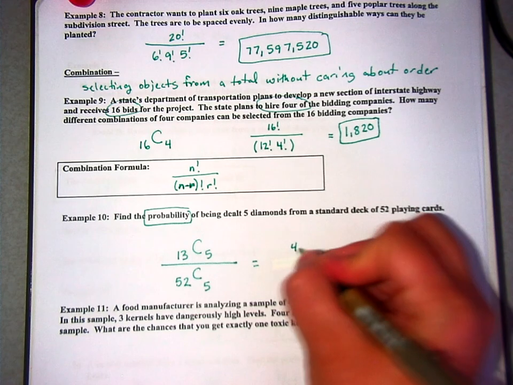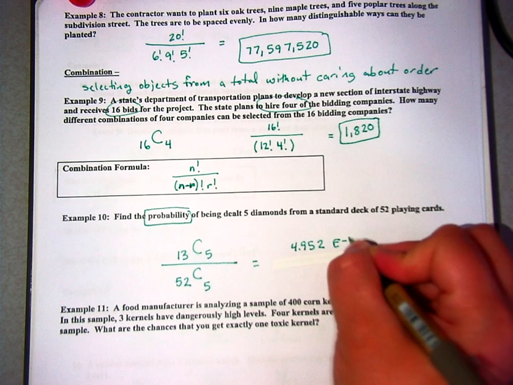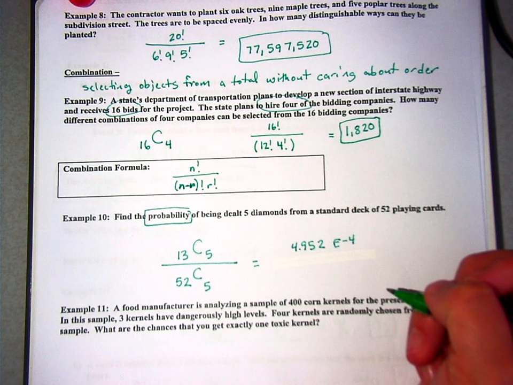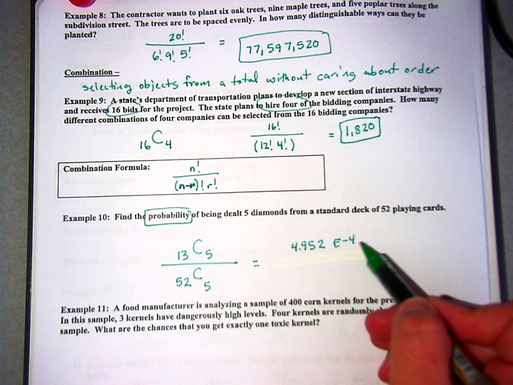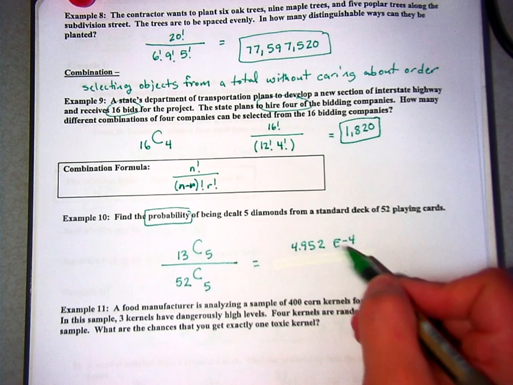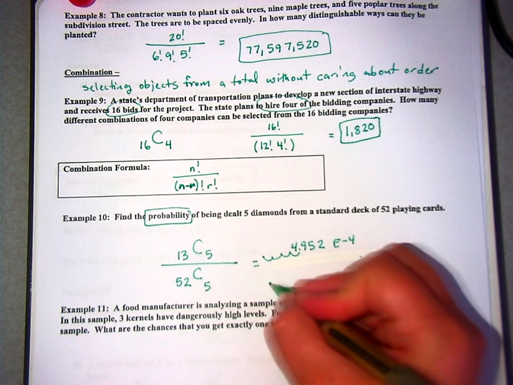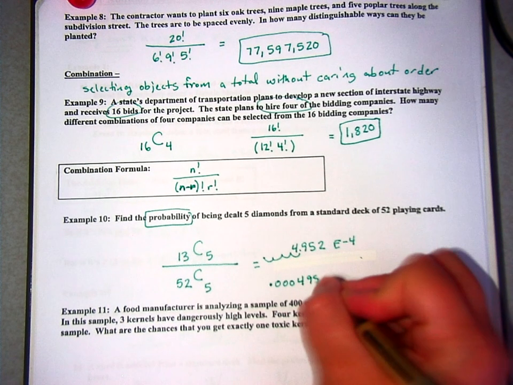I got 4.952 e to the negative 4. You guys get the same thing? So what does the e to the negative 4 mean? I have to move the decimal. Do I move it to the left, or do I move it to the right? It's negative, so it's going to go to the left. 1, 2, 3, 4. So it's 0.0004952.